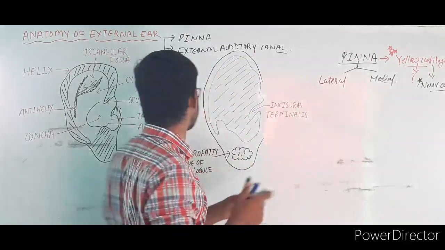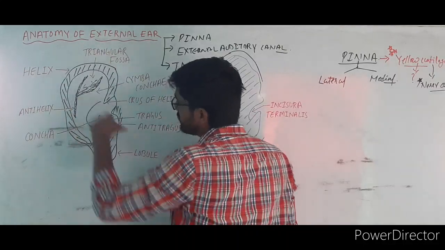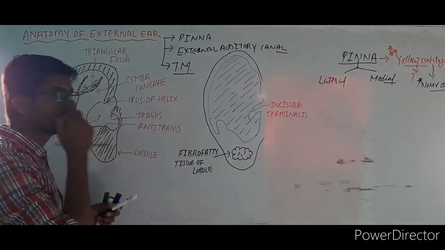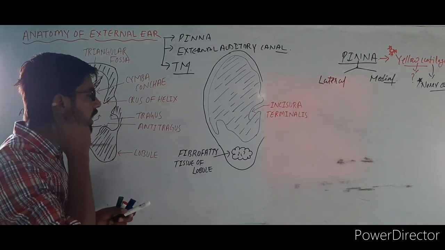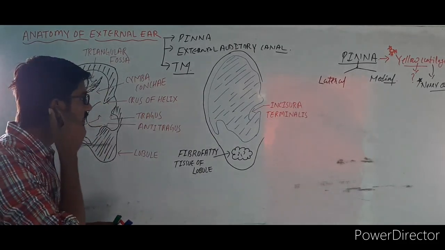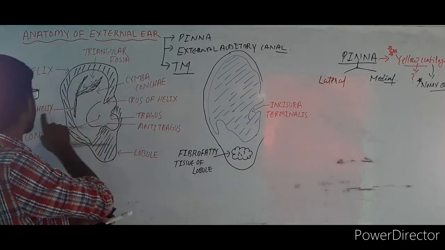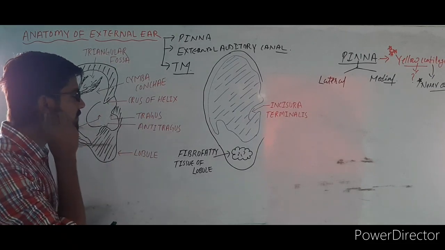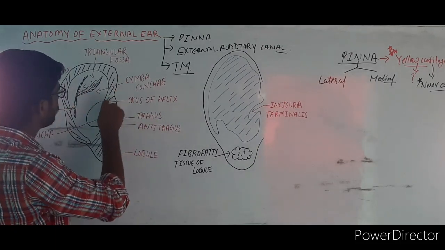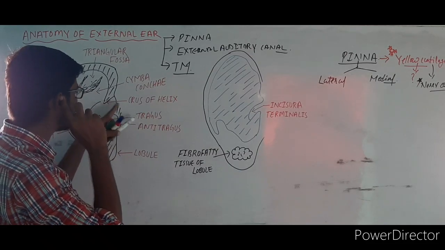Now we are going to see the lateral surface. This outer part is the helix. Next is the anti-helix: this is the first elevation, and this is the second elevation, which is called the anti-helix. And the lobule, this part is the lobe. Now, this is the crest of the helix, from here up to this.